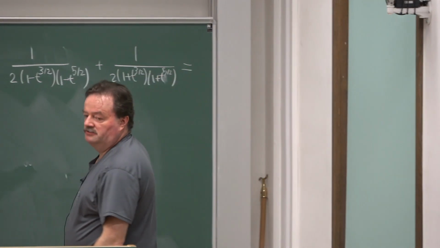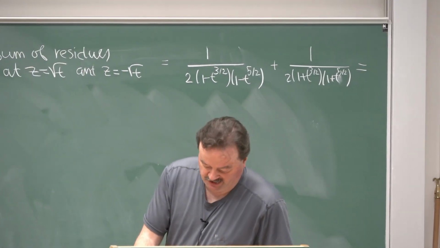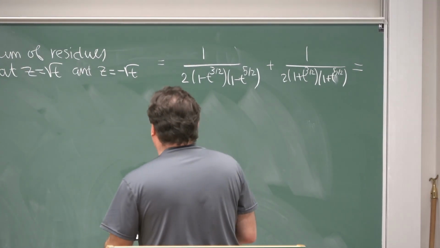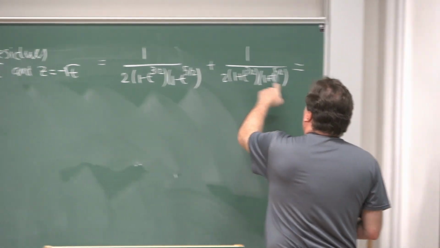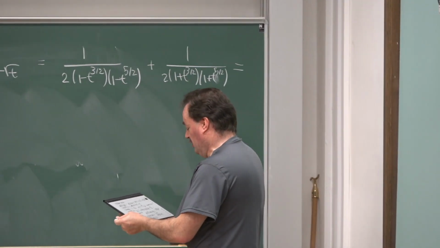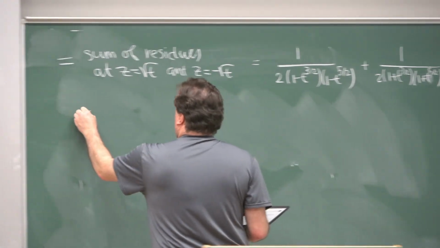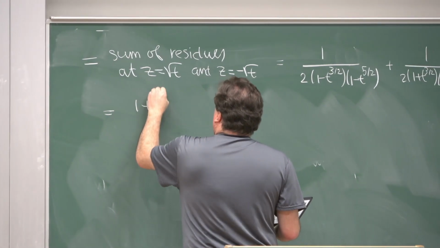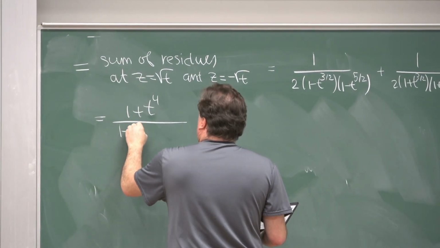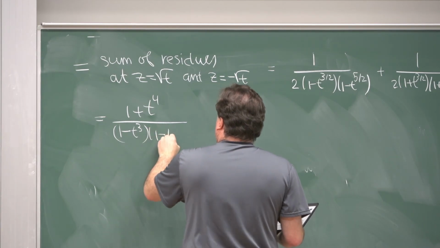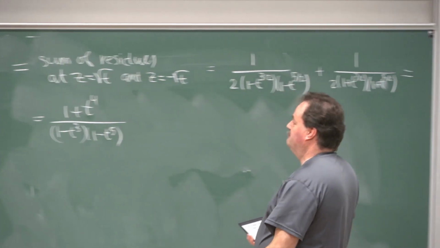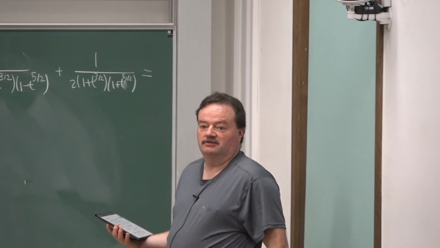And then you can further simplify this. In fact, all these non-integral powers actually vanish, and what you get is (1 plus t to the power 4) over (1 minus t cubed)(1 minus t to the power 5). And so that's the Hilbert series.